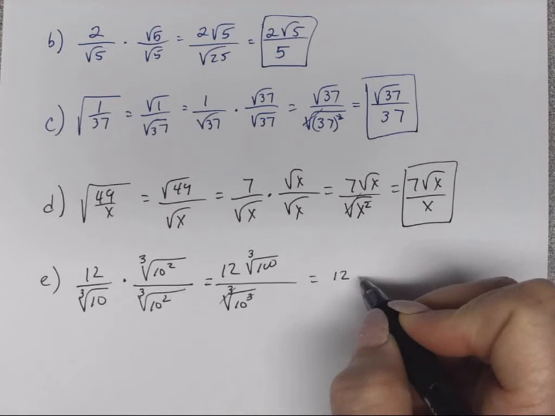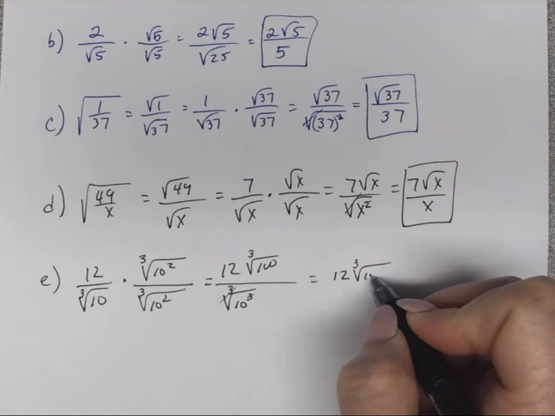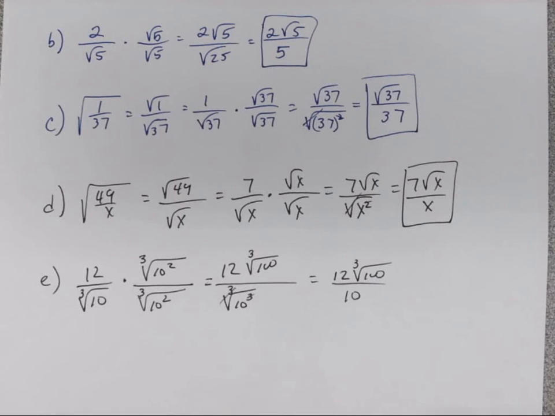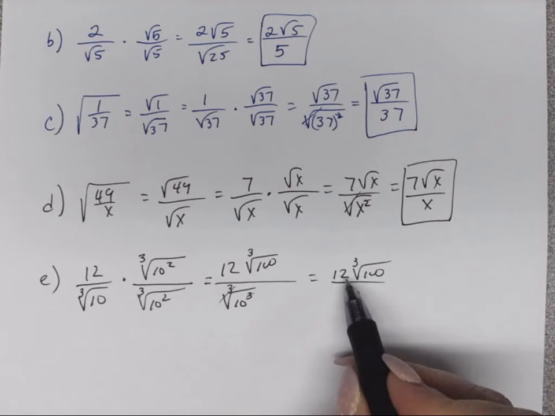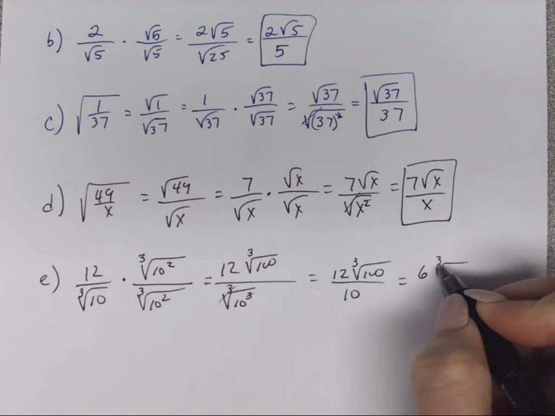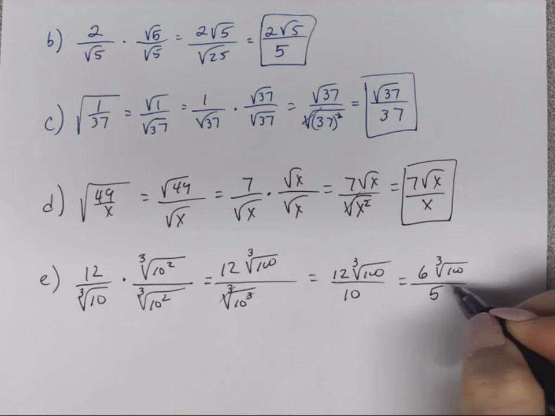So now we have 12 cubed root of 100 over 10. Now between 12 and 10, it will reduce by 2, so we end up with 6 cubed root of 100 over 5.